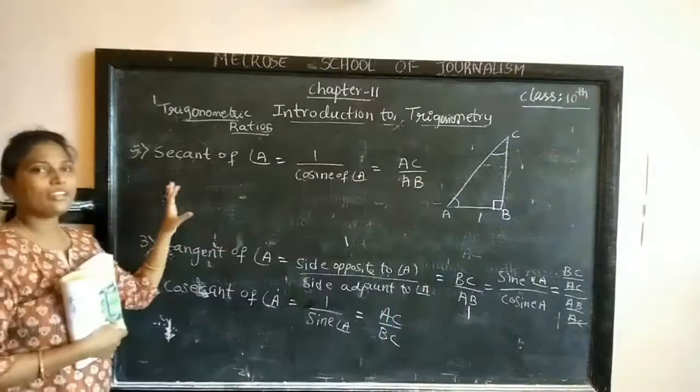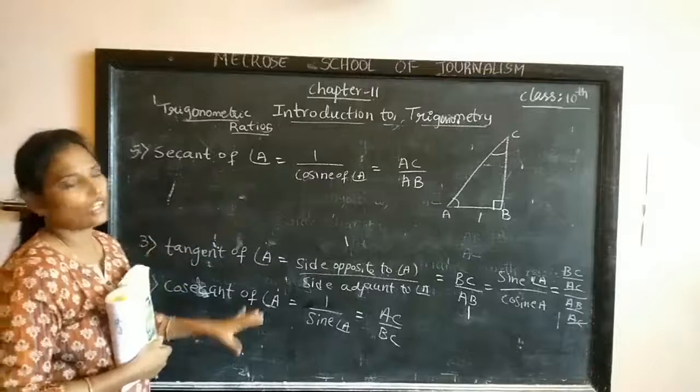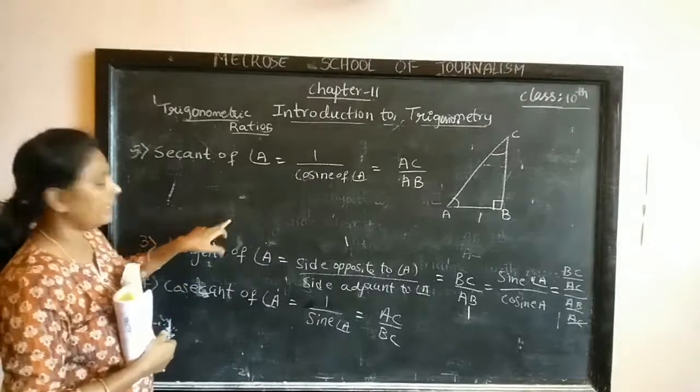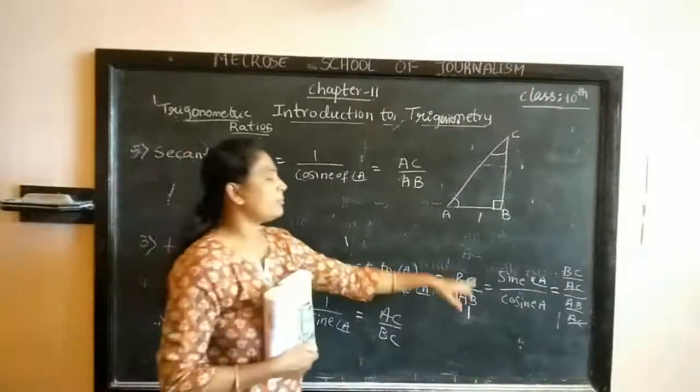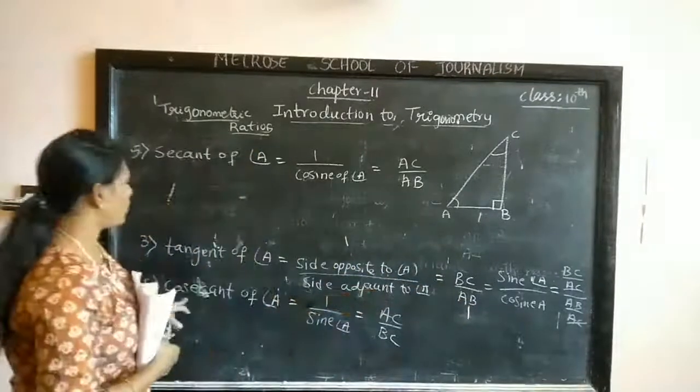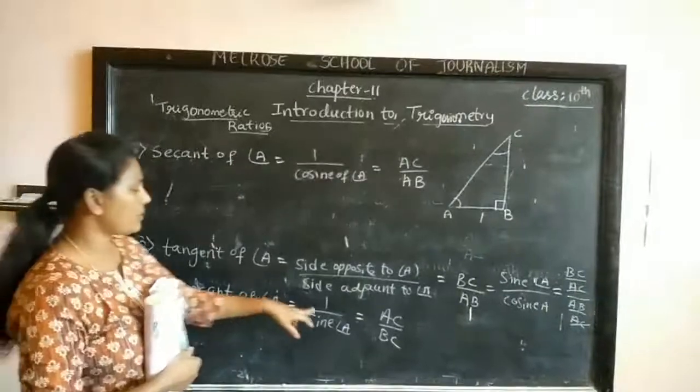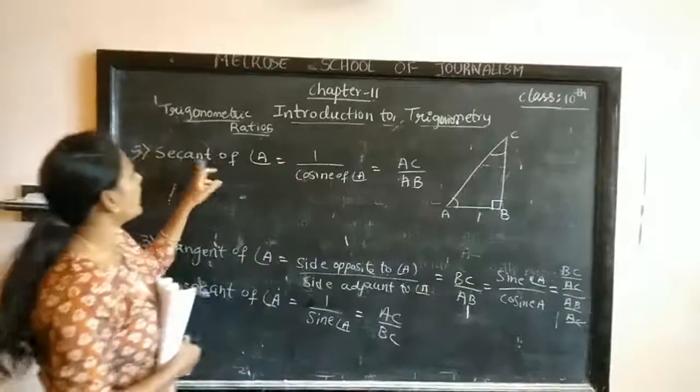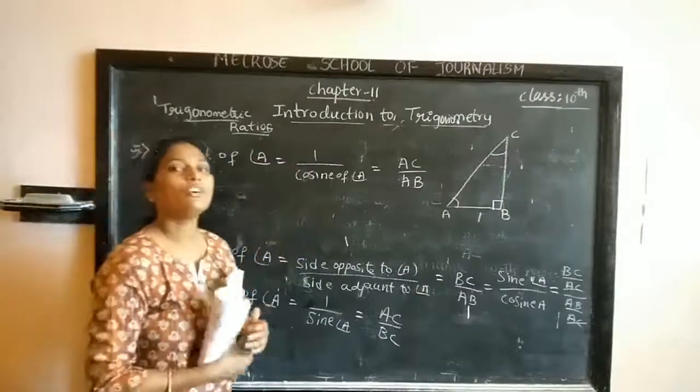If you write down two trigonometric ratios, then you can define all: sine and cosine. Tan is nothing but sine by cos. Cosecant is nothing but reciprocal of sine. Secant is nothing but reciprocal of cosine.